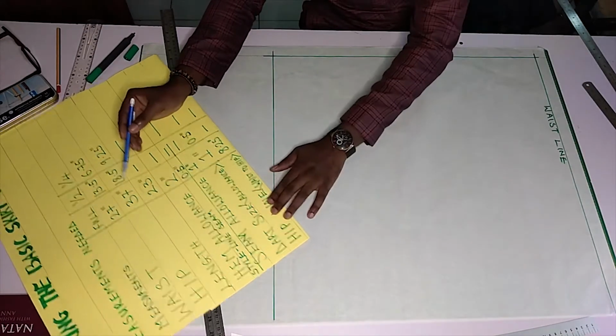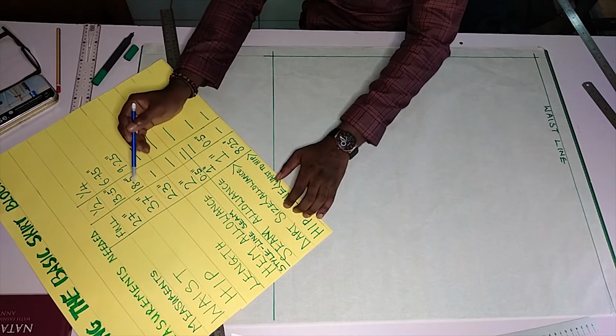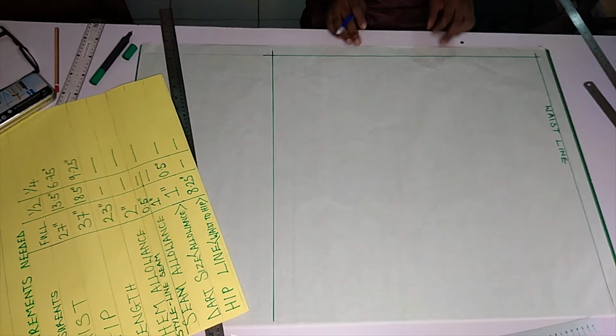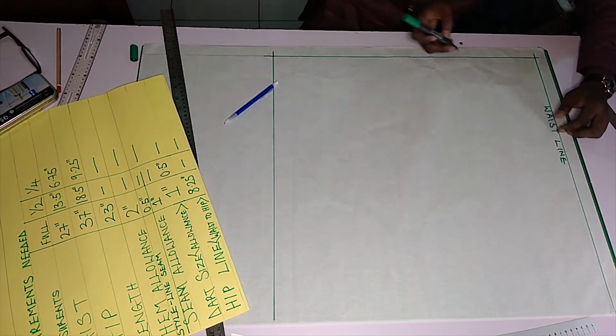So half of our hip measurement, which is what I have here and which should be what you have as well, should be 18.5. Now we'll be marking 18.5 from this line here. This line, which is the line closest to you on your table, is called your center front line.